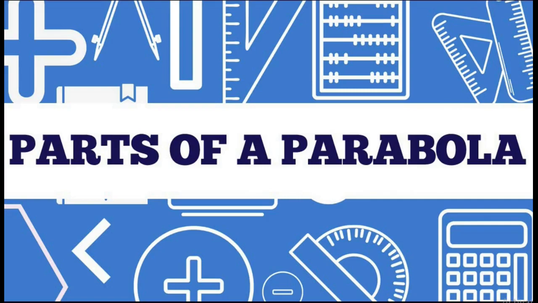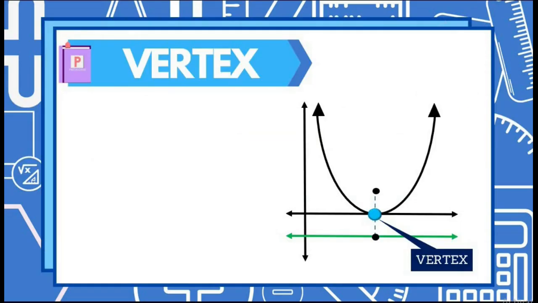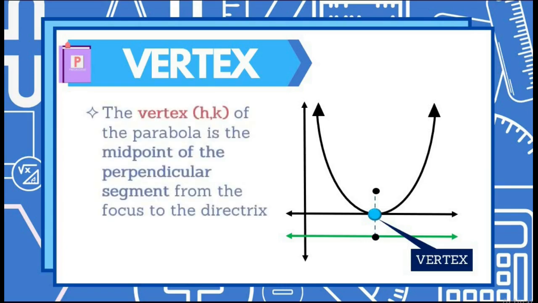Let's now discuss the parts of a parabola, and we start with the most important part, which is the vertex. Vertex is the counterpart in a parabola of the center of a circle. This is the illustration of the vertex, and if you notice, it is the downmost part of the curve in this given example. Now, the vertex of a parabola is defined as the midpoint of the perpendicular segment from the focus to the directrix, or you can simply refer to it as the highest peak of the curve.